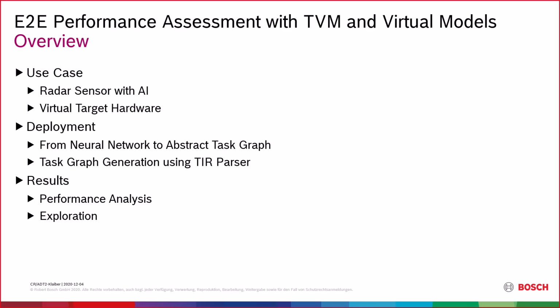The use case that I will show you in this presentation is object type classification of radar spectrum data that we will deploy on a virtual target hardware. To do so, we first had to bridge the gap between the tensor intermediate representation and the deployment of an abstract task graph on a virtual target hardware. Therefore, we built a tier graph parser. After this, I will show you the whole new possibility this opens in terms of virtual performance analysis and in terms of design space exploration, on the software level as well as on the hardware level.